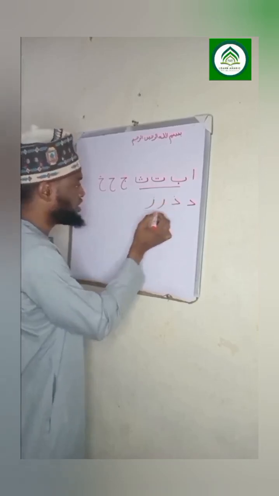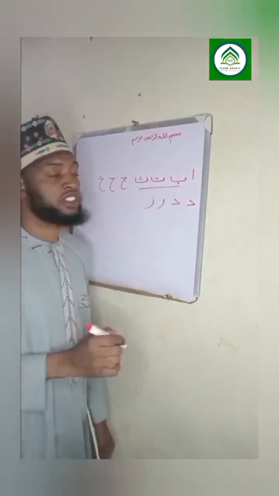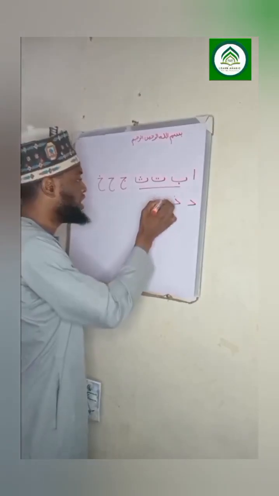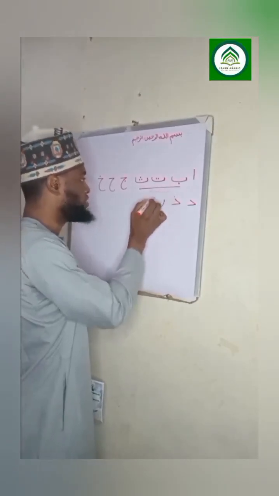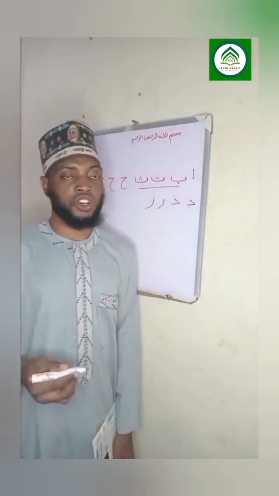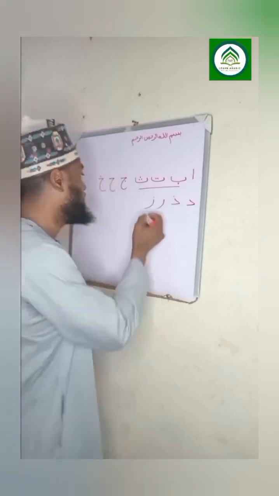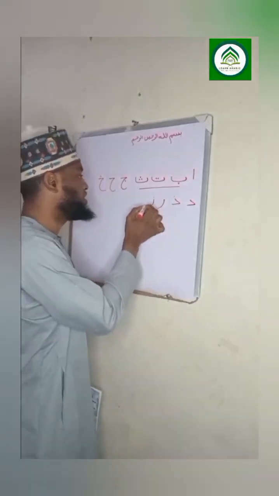You can see also these two letters have the same shape too, but they are different in their pronunciation and in their written form. This one has no dot on it, but this one has a dot. This one is called Ro, and this one is called Zai.